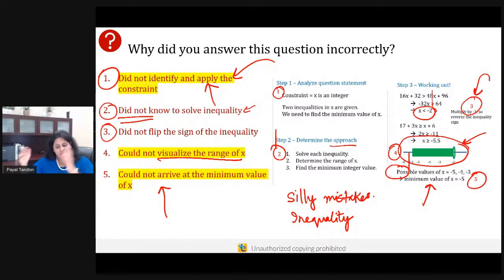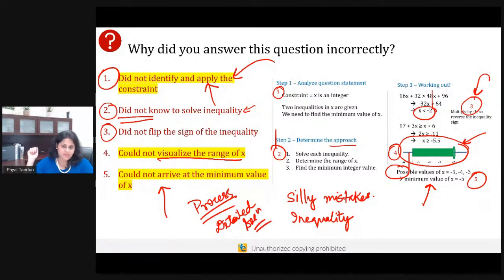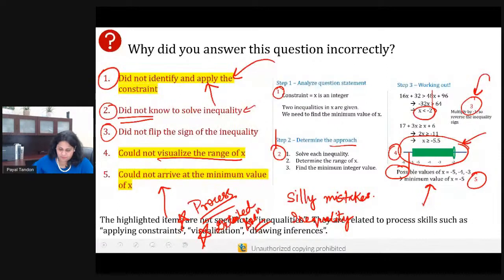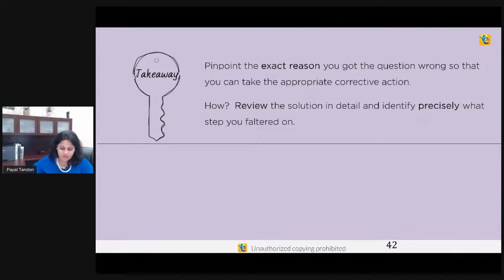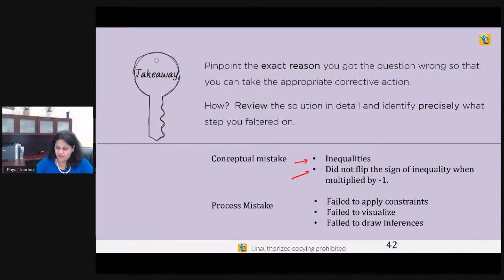So again, looking at the solution, the way you can identify which step you faltered on in verbal, the same way you can do that in quant. The key thing is, you have to be cognizant of those process skills. Secondly, you have to be aware of the fact that a detailed solution should contain all these aspects over here. Only then can you figure out what is the corrective action to be implemented. So again, pinpoint the exact reason you got the question wrong. And as I said earlier, conceptual mistakes were these ones. These other ones were actually process mistakes.